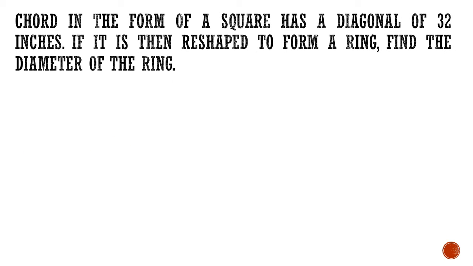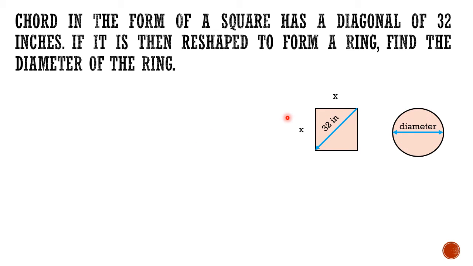So let's move to our first example. A cord in the form of a square has a diagonal of 32 inches. If it is then reshaped to form a ring, find the diameter of the ring. So, here's the illustration. Sinasabi dito na yung cord daw in the form of a square ay may diagonal na 32 inches. And, pag finorm daw natin to into a ring, pinapanap naman daw yung diameter ng ating ring.